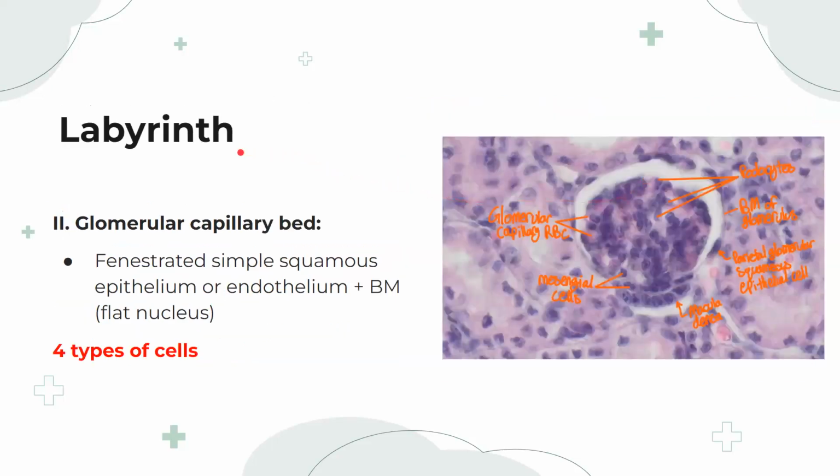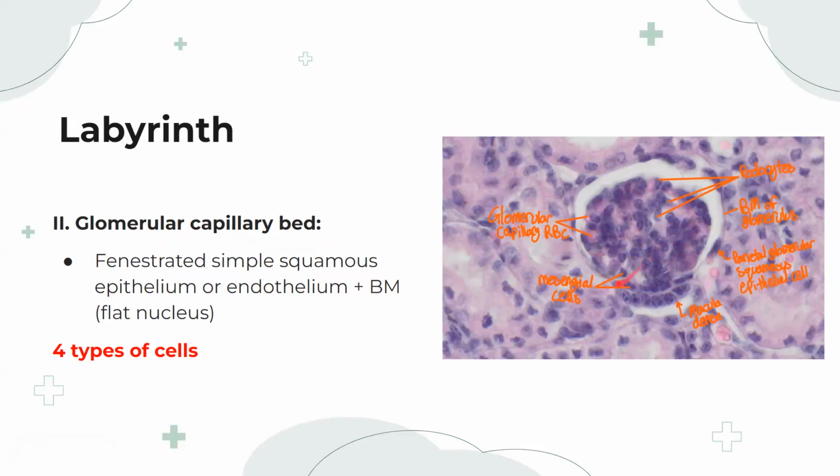Okay, the second part of the cortical labyrinth would be the actual glomerulus, or the capillary bed. Now, this is made up of simple squamous epithelium. Of the capillary would be simple squamous epithelium. And another name for capillaries is endothelium, right? So the simple squamous epithelium of capillaries is endothelium. And then there's also the basement membrane of the endothelium.